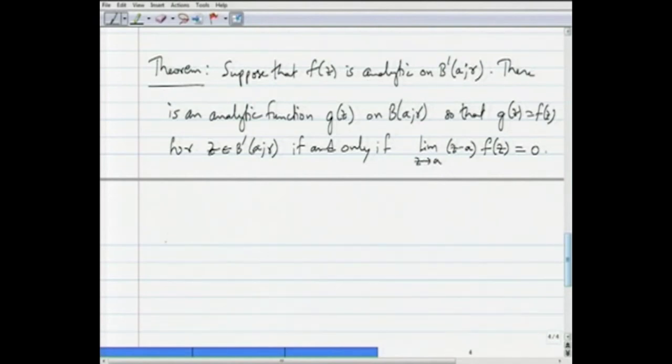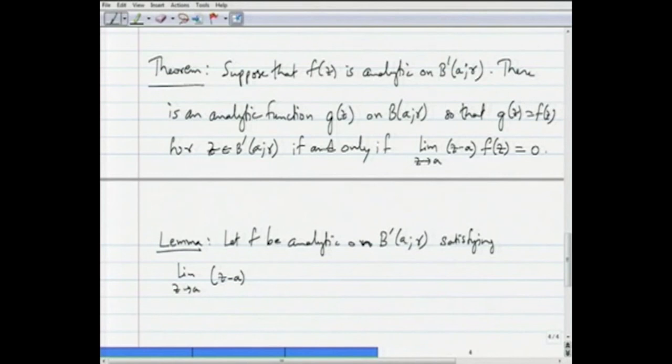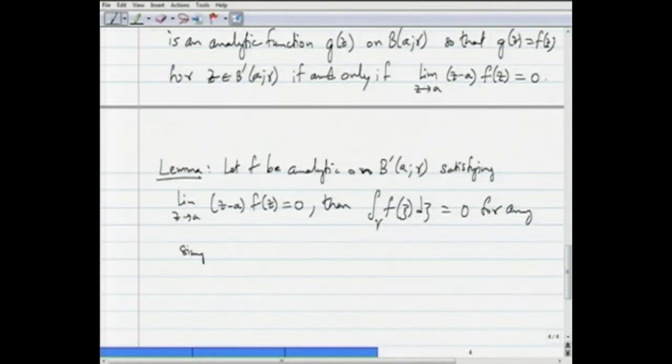So, lemma. Before we prove this, we will see these lemmas. Let f be analytic on B prime(a, r), the deleted disk, satisfying the limit as z goes to a of (z minus a) f(z) equal to 0. Then the integration over gamma of f(zeta) d zeta is equal to 0 for any simple closed curve gamma in B prime(a, r).